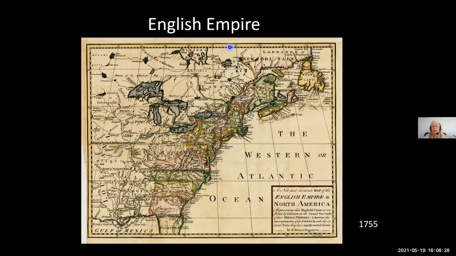So just that concept to start off as to how different map makers might have been looking at the maps. Again, why did they make the maps? And you can see this takes us from Labrador, Newfoundland, all the way down the coast of Florida.